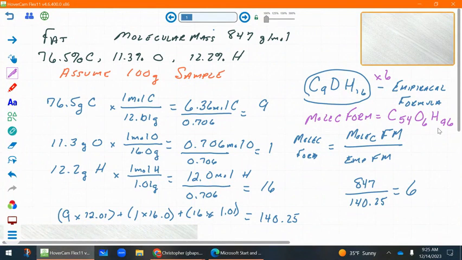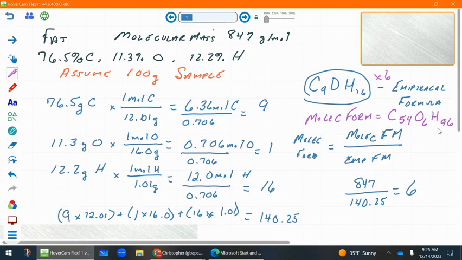Questions? What does that make? It makes a fat. A fat, like a fat in your body. That's a fat. 54 carbons long, 6 oxygens attached to those 54 carbons, and 96 hydrogens along for the ride. Pretty big molecule. Questions?